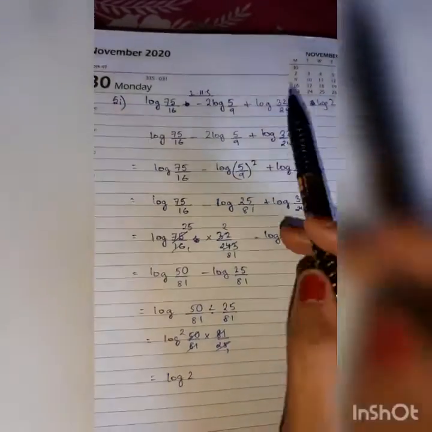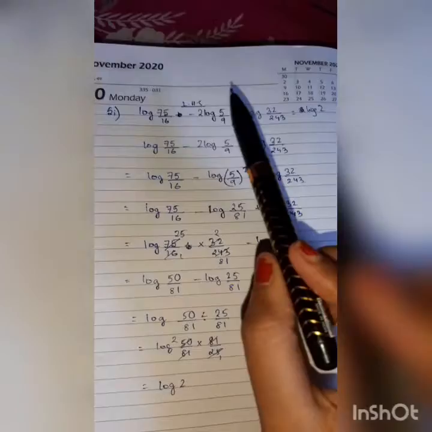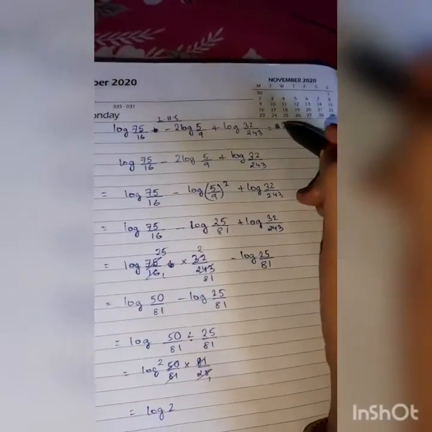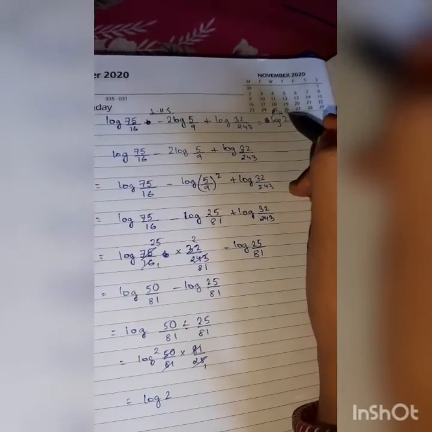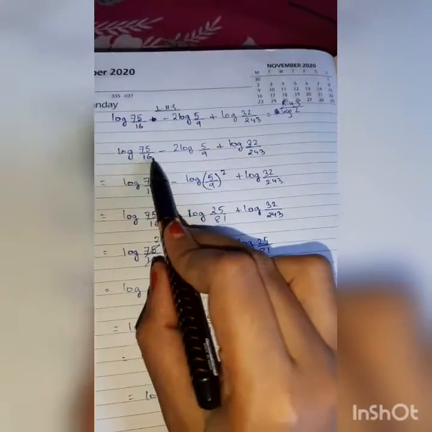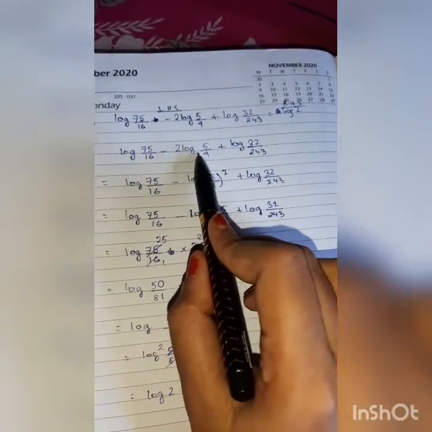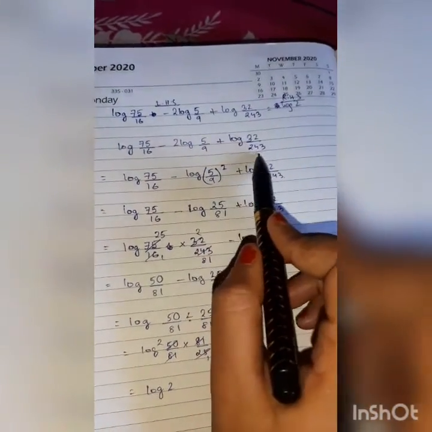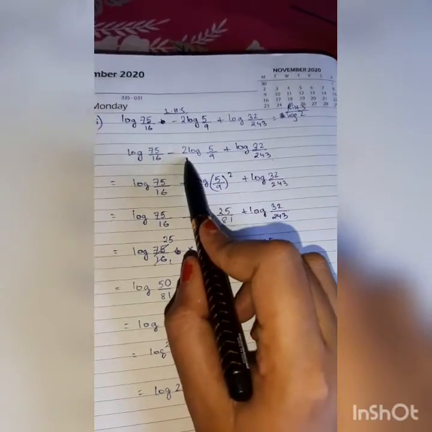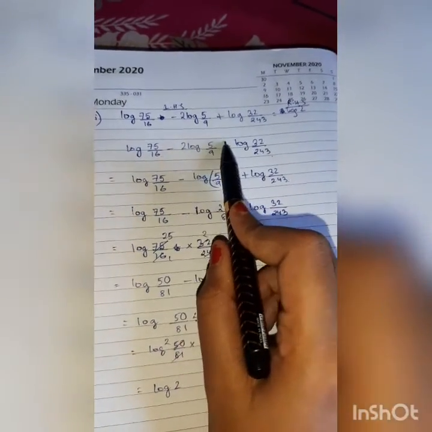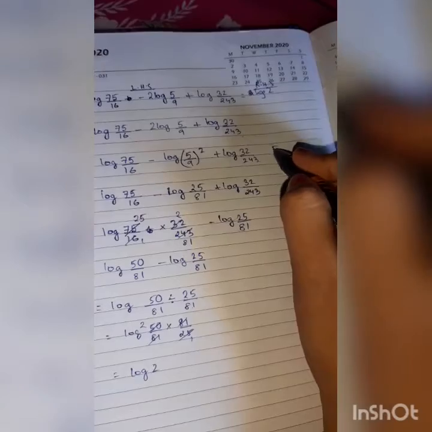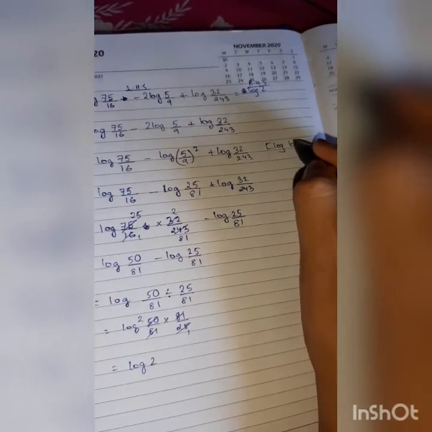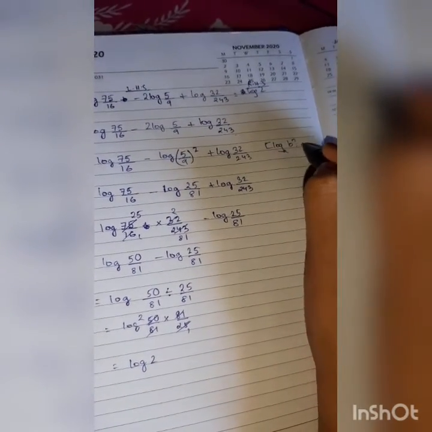In question number 5 part 1, you have to show that LHS is equals to RHS. Now, what is the LHS? Log 75 by 16 minus 2 log 5 by 9 plus log 32 by 243. Our first step will be to move this 2 as power, because we are having log b to the power n to the base a is equals to n into log b to the base a.